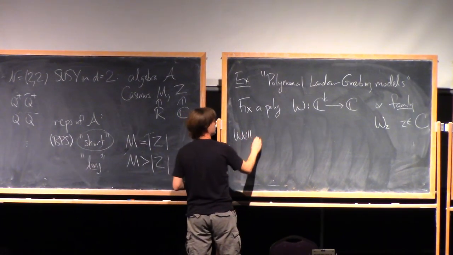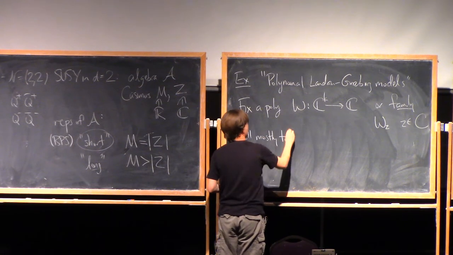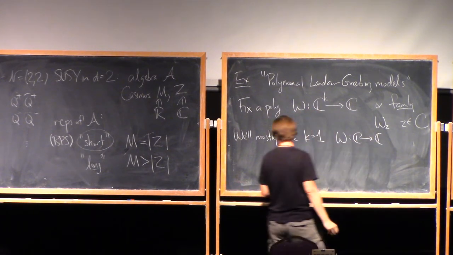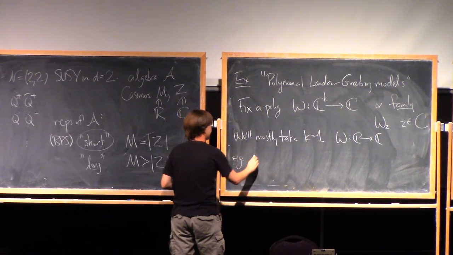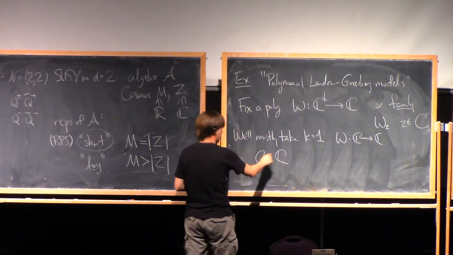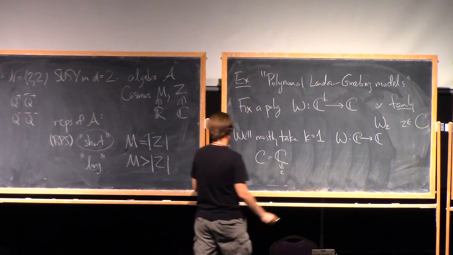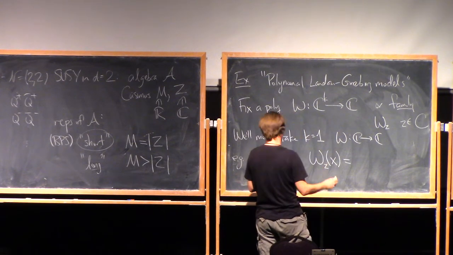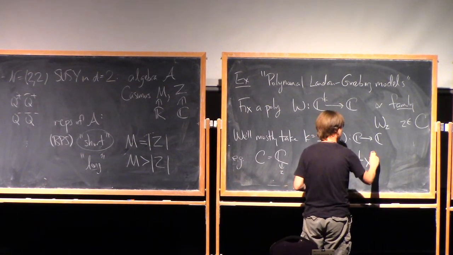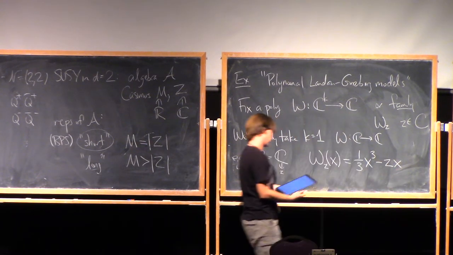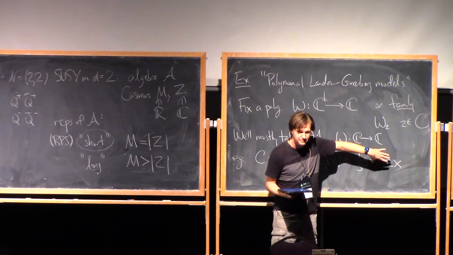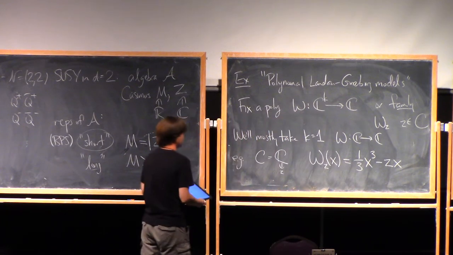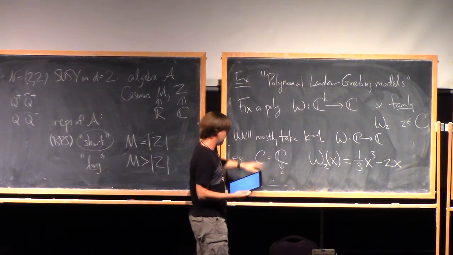And we'll mostly take k equals 1, so then it's just W from C to C, just a polynomial. For example, we can take our parameter space to be C, the complex numbers, so I'll call the parameter z, and then W of x at parameter z will be the cubic polynomial 1/3 x cubed minus zx. So for every fixed z, I have a cubic polynomial, and as I vary z, the cubic polynomial changes just by changing the linear term. So it's a family of them parameterized by the complex plane.